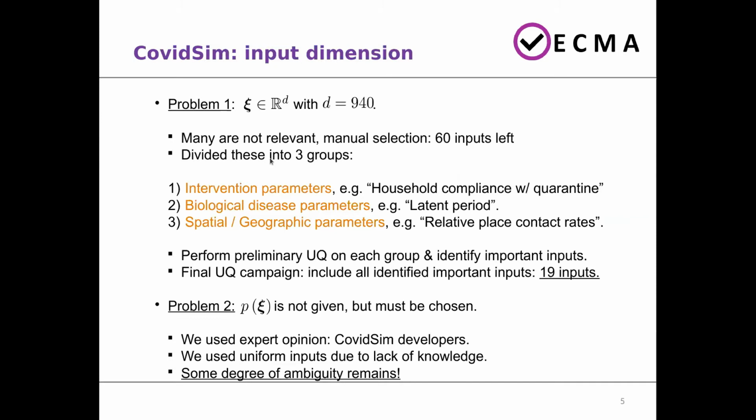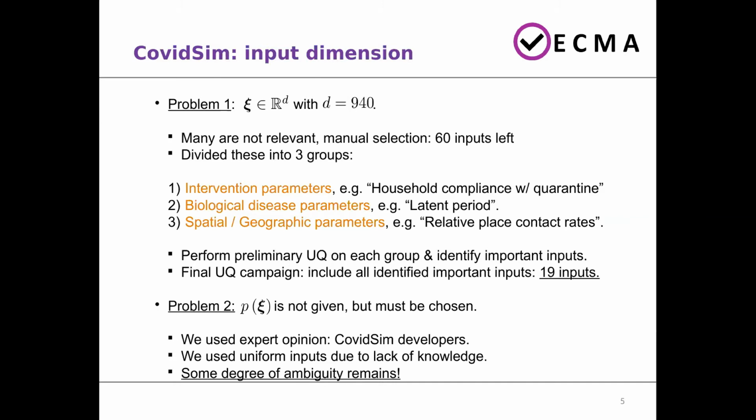So we divided these inputs into 3 different groups. The first one being intervention parameters, so anything related to the MPIs. You can think of the percentage of households that will actually comply with the quarantine. There are also disease parameters, like the latent period of the disease. And then there's a group related to the spatial and geographic nature of the code.